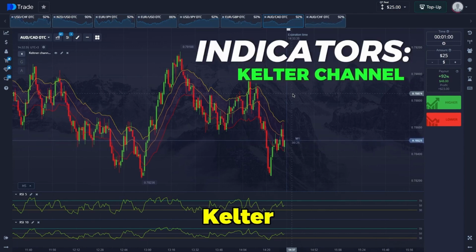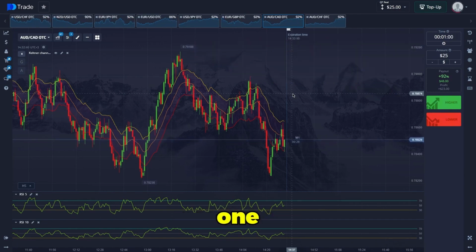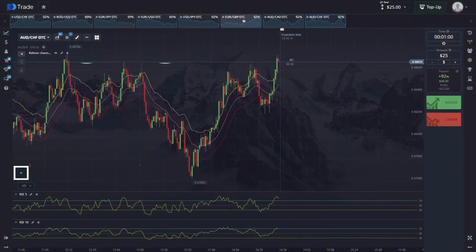Today, we will use the Kelter channel with default settings and 2 RSI oscillators. The first one will have a period of 5, and the second one will have a period of 10. Today, we will observe local highs and lows, as well as the oversold and overbought area. In general, as I trade, you will understand how to work with the indicators correctly, so let's start trading and select our first currency pair.